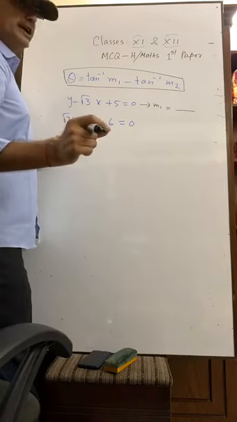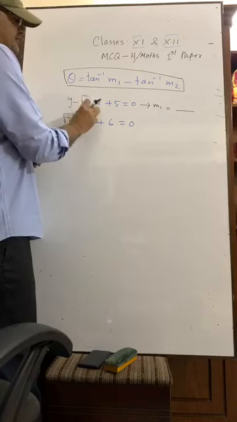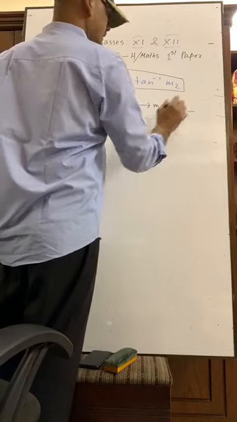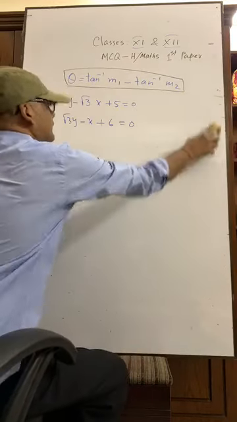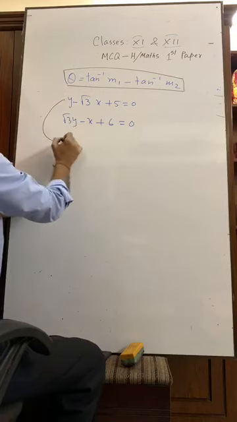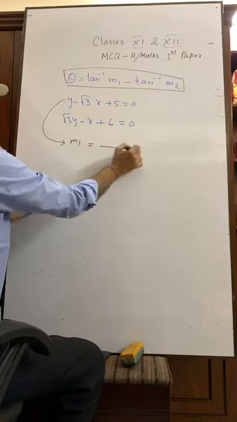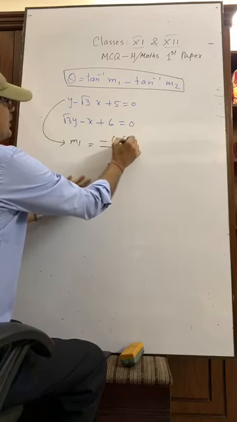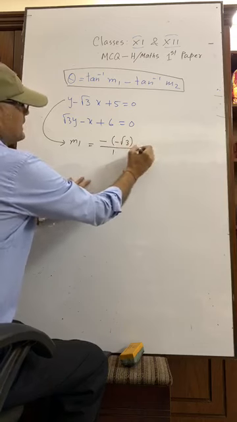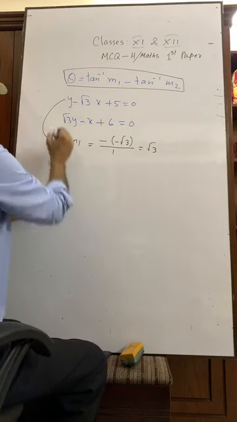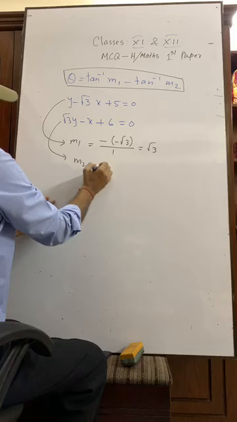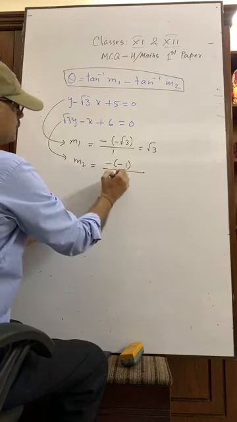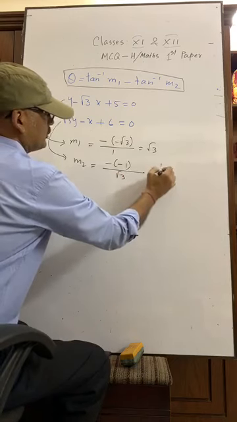Minus coefficient of x. Now what is the coefficient of x here? Minus root 3. So it is root 3, that is minus, I am writing here. From this equation, m1 equals minus coefficient of x by coefficient of y, that is root 3. And from here, m2 equals minus coefficient of x by coefficient of y, that is 1 by root 3.